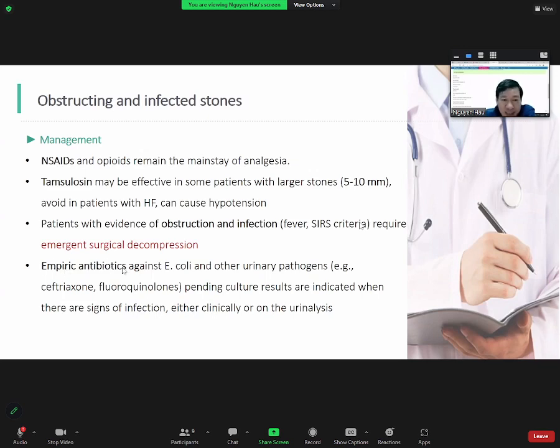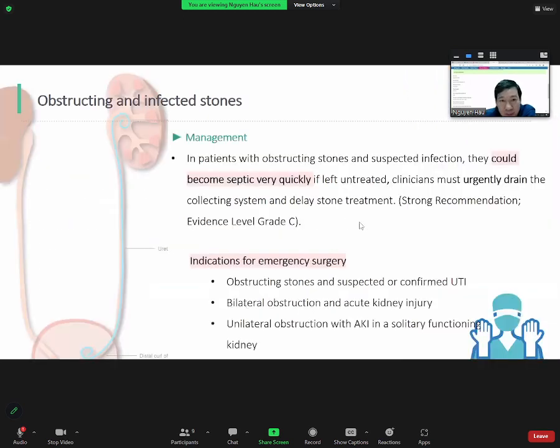Empiric antibiotics against E. coli and other urinary pathogens: ceftriaxone, fluoroquinolone. I think in the U.S. we can use it, but in Vietnam we cannot use it. Send culture results when there are signs of infection, either clinically or on the urinalysis. A patient with an obstructing stone and suspected infection can become septic very quickly.